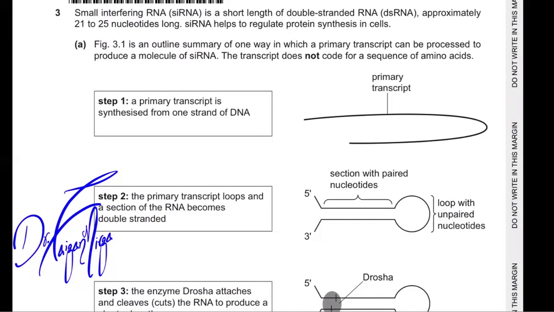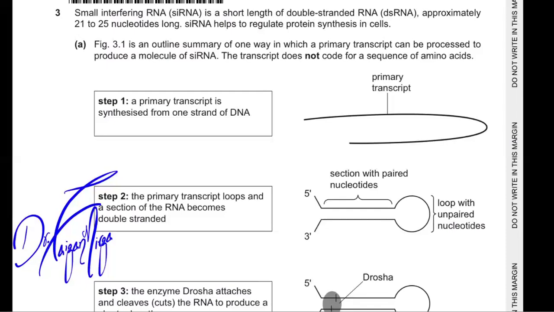So let's start. This question says that there is a small interfering RNA, siRNA in short, a length of double-stranded RNA. So this is a type of RNA that is double-stranded RNA, dsRNA. It has about 21 to 25 nucleotides. siRNA helps to regulate protein synthesis.